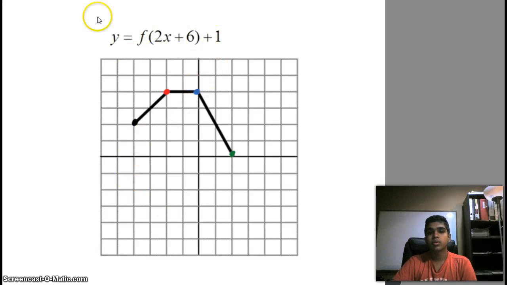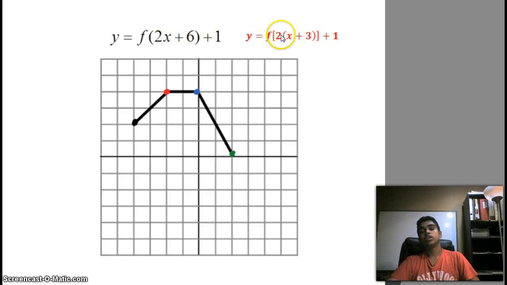For this question, we have to do a change first. We have to factor out whatever's inside because we want it to the x, not to the 2x. So when you factor it out, it comes out to f of 2 times (x plus 3), plus 1. Now this gives us a clear indication of our value for B, which is 2, and our H value, which is 3. So now I'll show you the points for this graph.